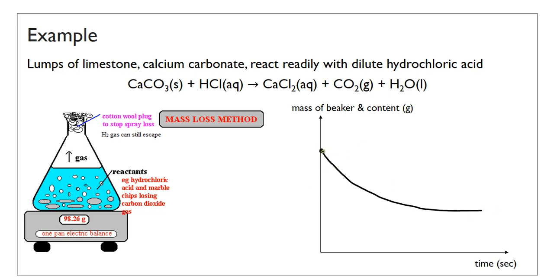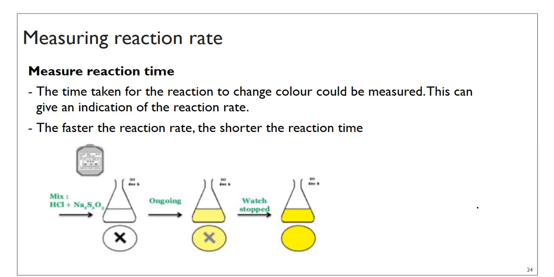You can still see that the slope gets less steep because there's a decrease in reaction rate over time. Okay, some other ways to measure reaction rate. This is to measure reaction time, and this is not going to give you the instantaneous rate of change of the reaction over time, but if you can't do anything else, it's not that bad of a method.